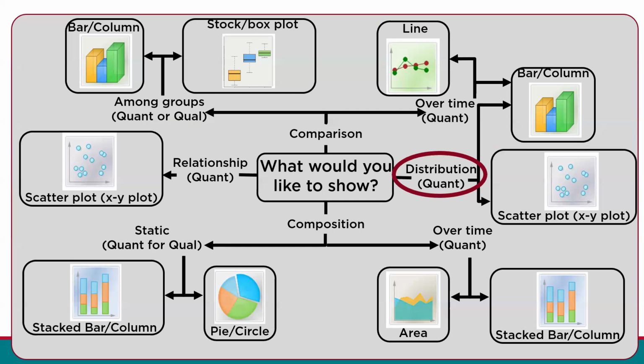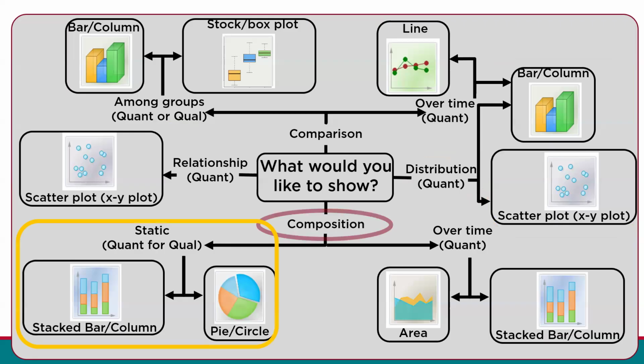To look at the distribution of values, you need quantitative data, and you can do either a column graph or a scatter plot. For example, the number of people each year to use social media. Lastly, for composition of something, you can look at it as a single point in time with a snapshot, which will usually have quantitative data for qualitative categories, and you can use either stacked bar graph or pie charts.